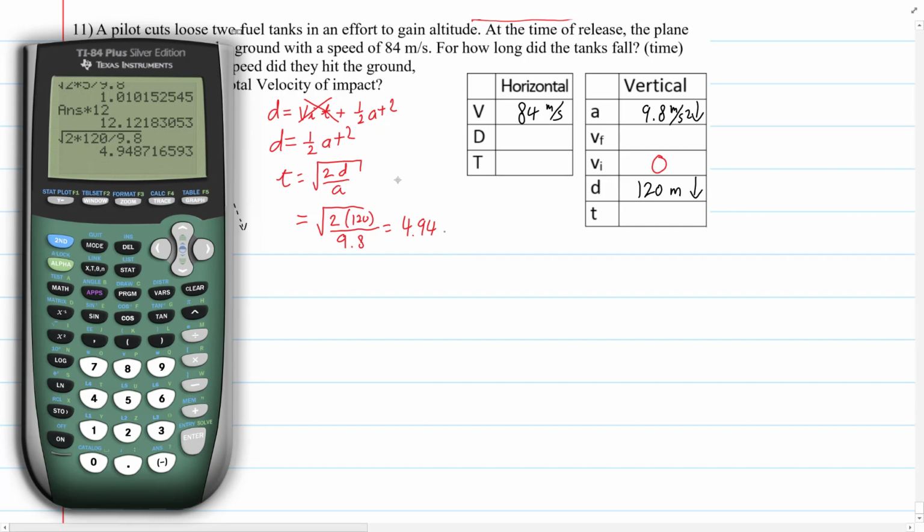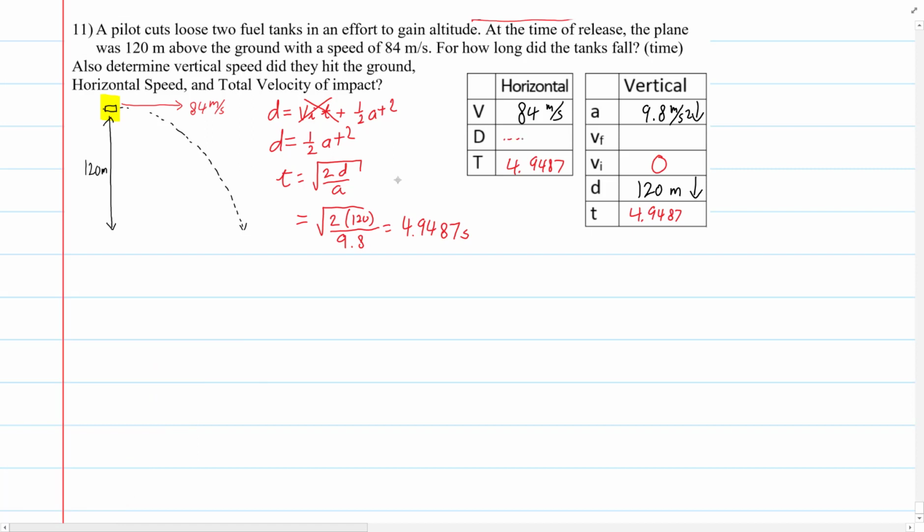4.9487. Now, normally I would calculate this. That's what we've been doing. It doesn't even ask for that. We don't even need that in this question. But we did answer that. The time is 4.9487 seconds.